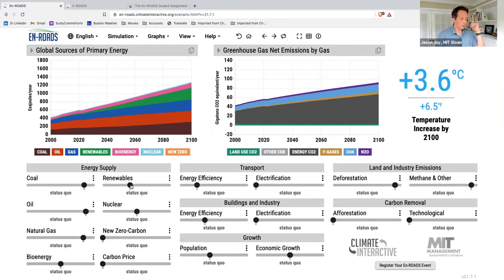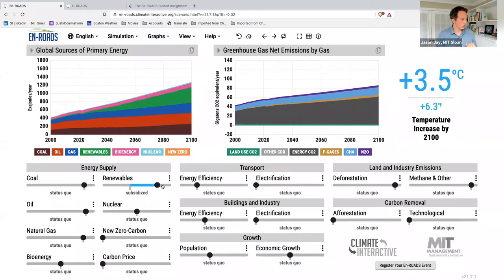Before I pull this slider, I want you to form a hypothesis in your mind. If I pull a very dramatic renewable energy subsidy that is synchronized all around the world, what kind of change are we going to see in temperature? What is that future? Is it going to be 3.6 coming down to what number? So form that hypothesis in your mind, and I will pull the lever now.